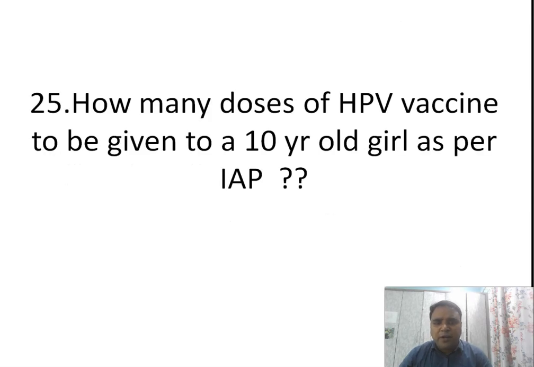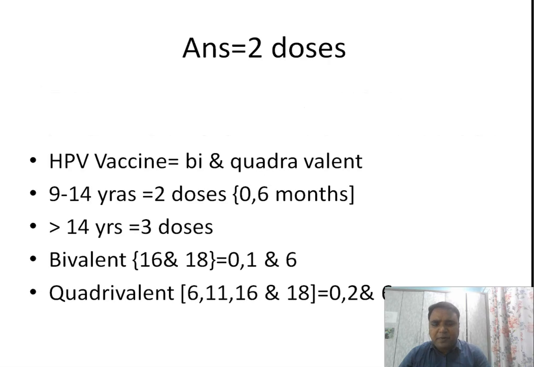Next question, how many doses of HPV, human papillomavirus vaccine, are to be given to a 10-year-old girl as per IAP? The HPV vaccine, as we know, is either bivalent or quadrivalent. Bi means 2 serotypes are covered, that is 16 and 18. Quadri means 4 serotypes are covered, that is 6, 11, 16 and 18.